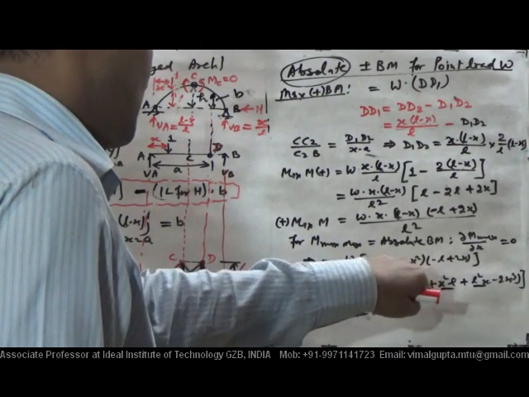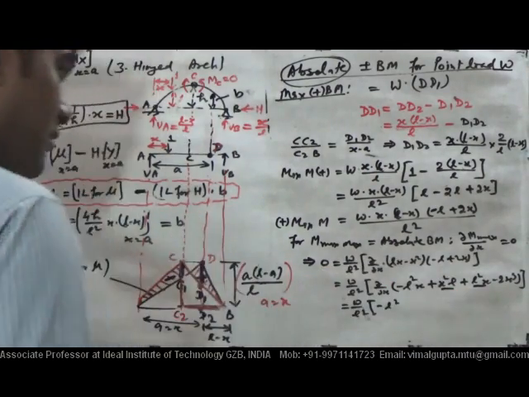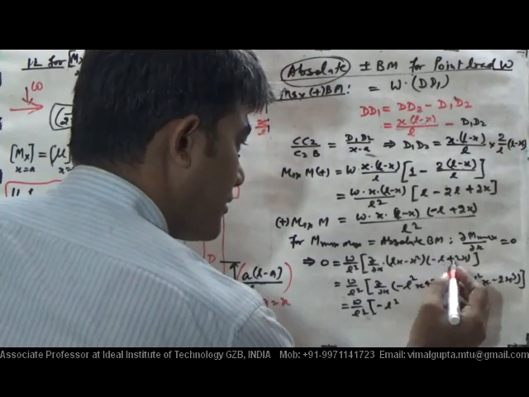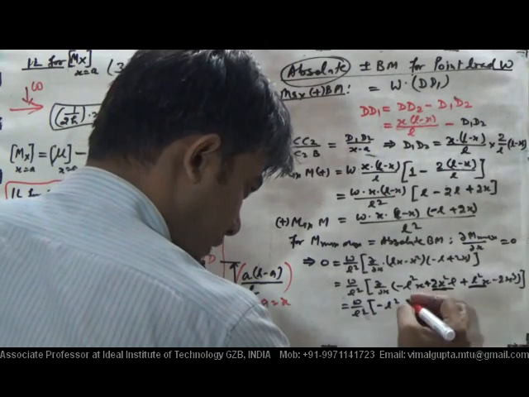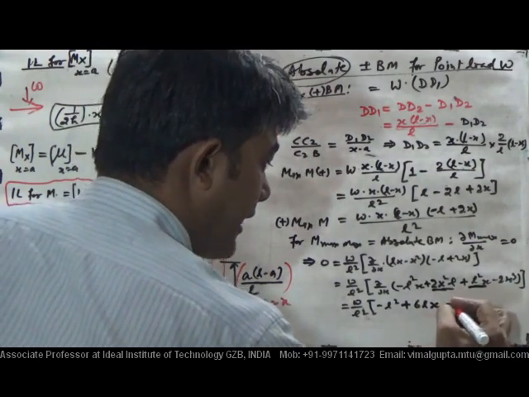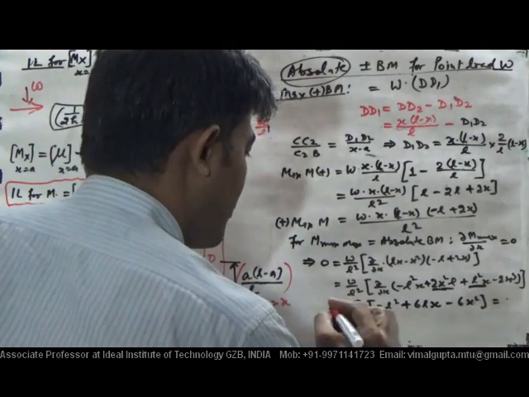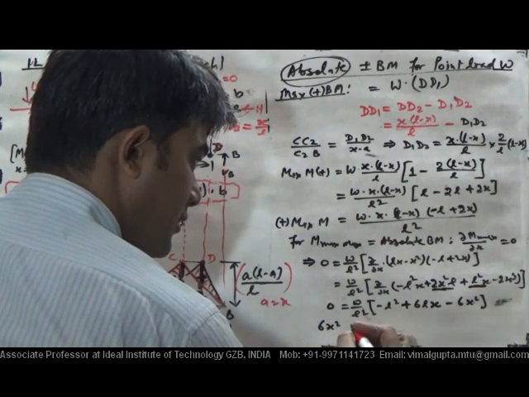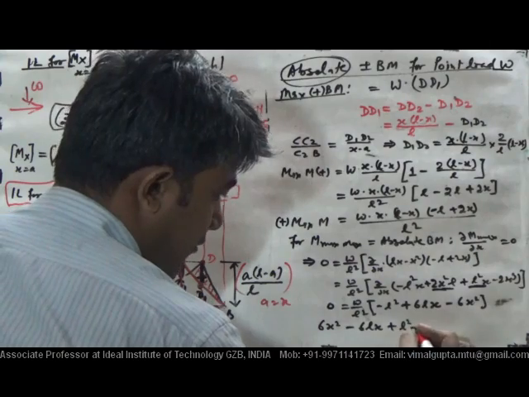This one is, I think, a mistake, L square x plus... okay, yeah, this one will be plus 2, right? Okay, so it is basically 3 means plus 6Lx, and minus 6x square equals 0. So we will have 6x square minus 6Lx plus L square equals 0.